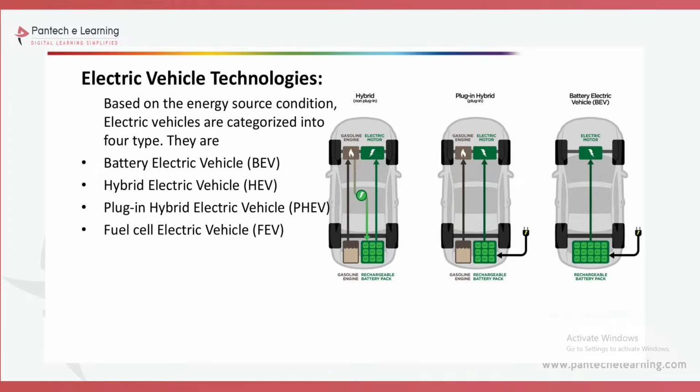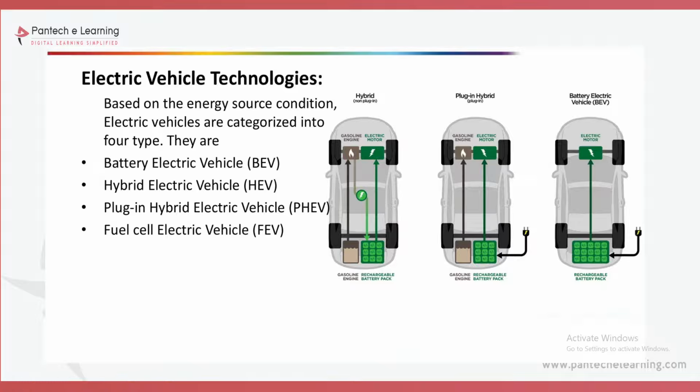Very important topic: types of electric vehicle. The market uses only these technologies nowadays. Based on the energy sources, electric vehicles are classified into four types, whether commercial or developed vehicles. Only four types are available in the market. The first one is BEV, the battery electric vehicle, also called the pure electric vehicle. Why we call it that, I will explain in the next slide.